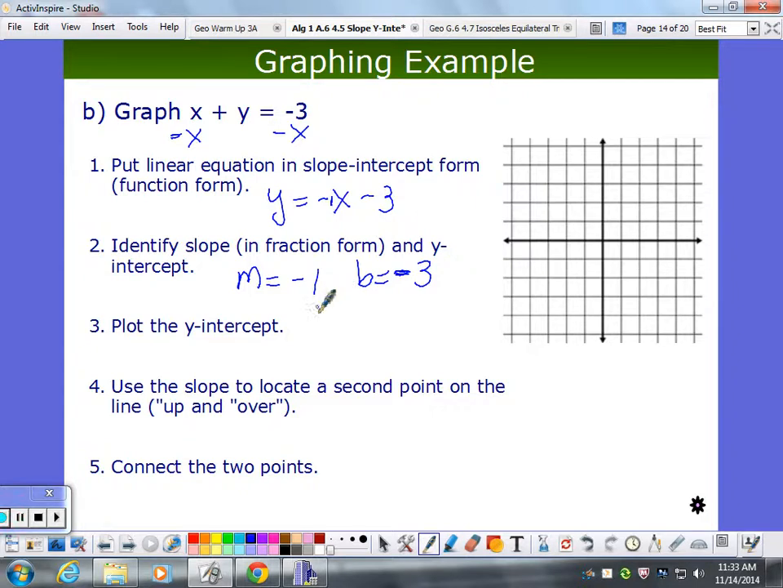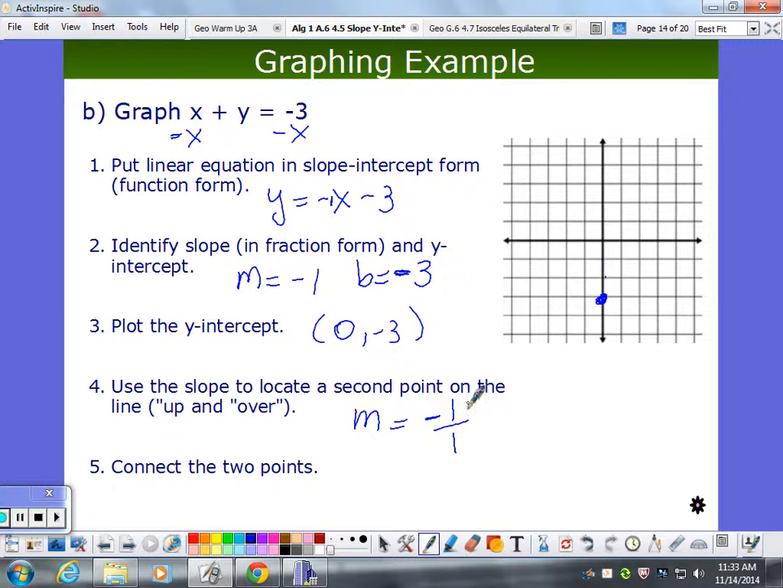Plus negative 3. Okay, so I'm going to plot my y-intercept, which is what? 0. Now it's negative 3, so I'm going down here. Okay, now I need my slope in fraction form. Now it's negative, right? Negative 1, just put it over 1. The slope is negative. Which way is this thing going to tilt? This way or that way? That way. Yeah, it's negative.